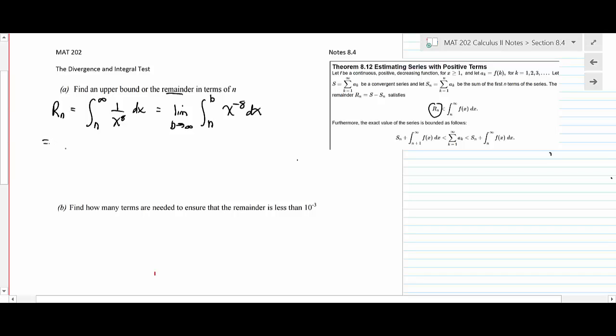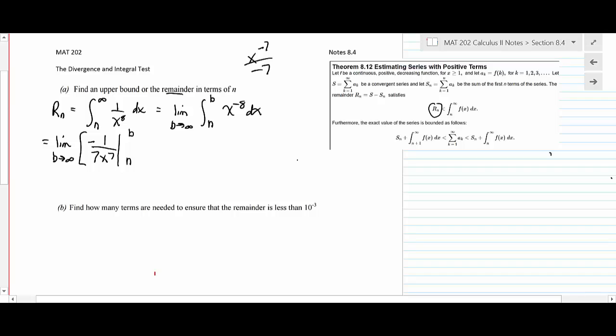So if we do that, we're going to have the limit as b goes to infinity, and then the antiderivative of that would be x to the negative 7 over negative 7, okay? Because you add 1 to the exponent and divide by the new exponent, right? So I'm going to write that as negative 1 over 7 x to the 7th, and then we're going to evaluate from n to b. Okay, so that's a pretty straightforward integral.